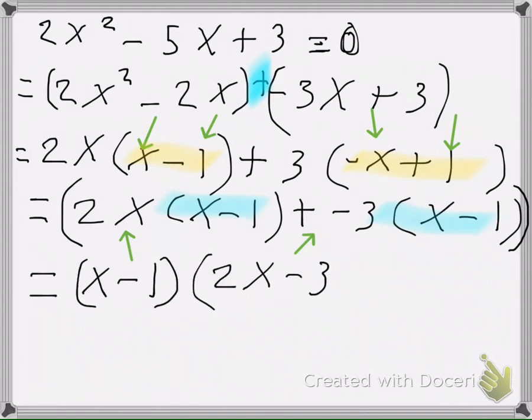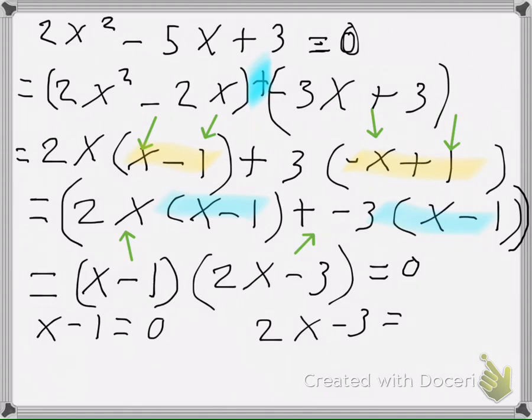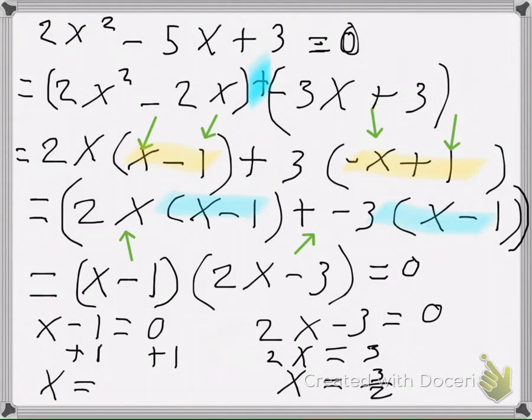I get x minus 1 times 2x minus 3 equals 0, and then I solve for each factor. So x minus 1 equals 0, 2x minus 3 equals 0, and then I just add 3 to the other side. I get 2x equals 3, and then I divide both sides by 2. I get x equals 3 over 2. In my other one, I add 1 to both sides, and then I get x equals 1. So those are my two solutions. That's how I find them using the AC method.